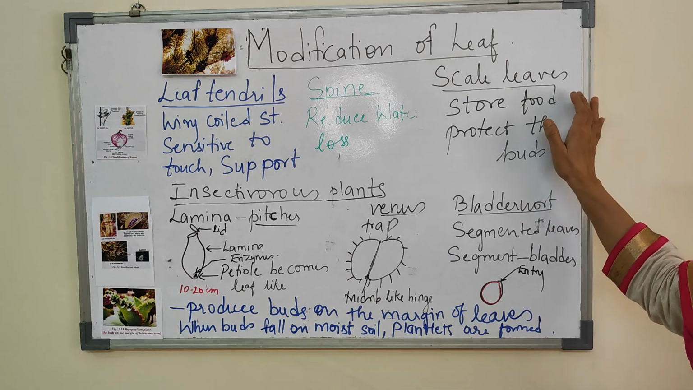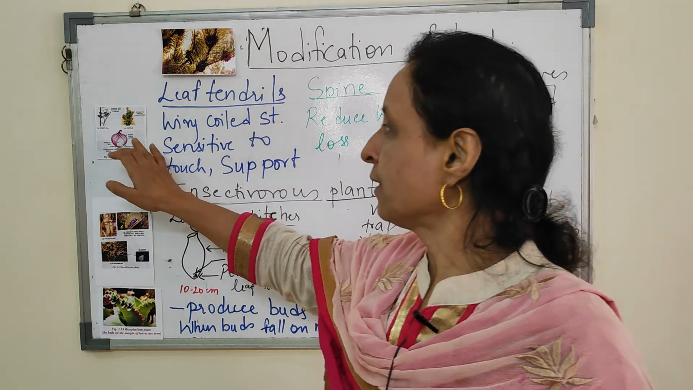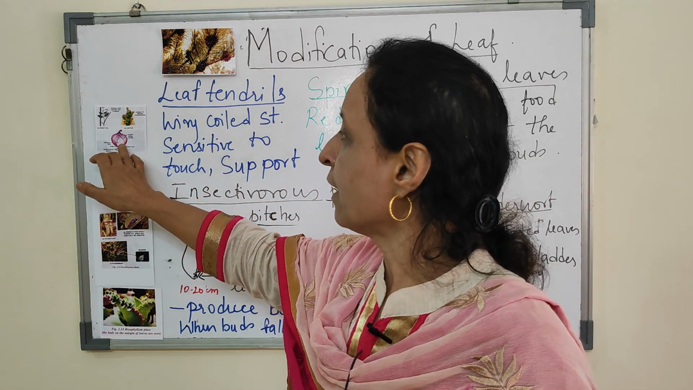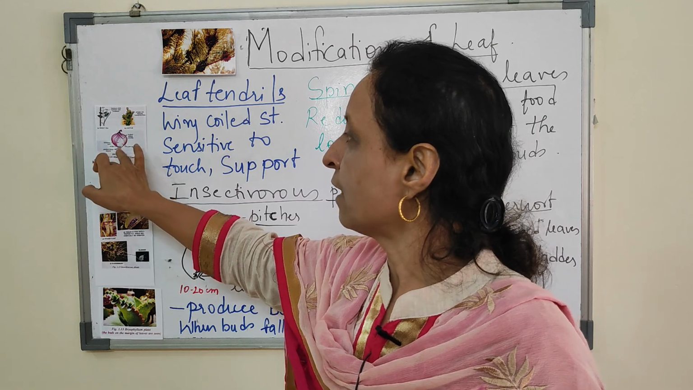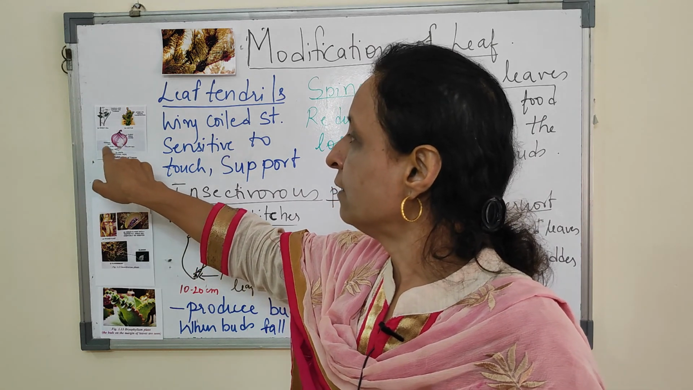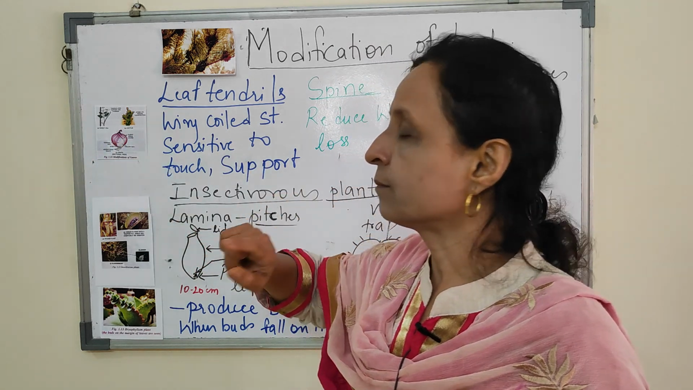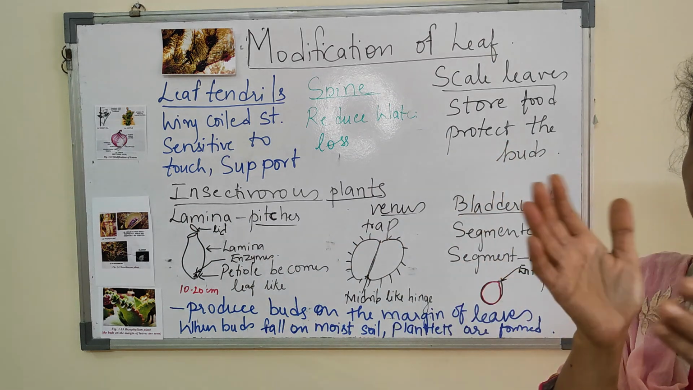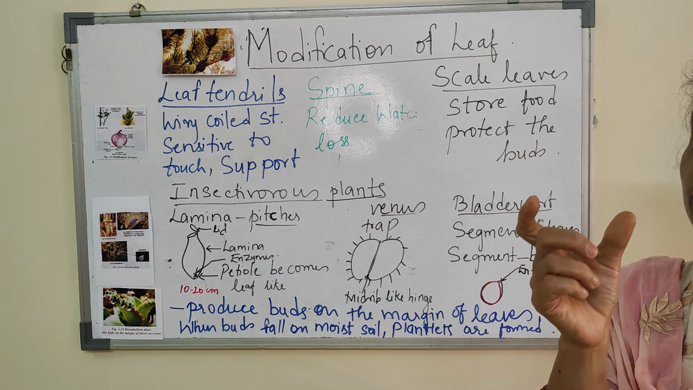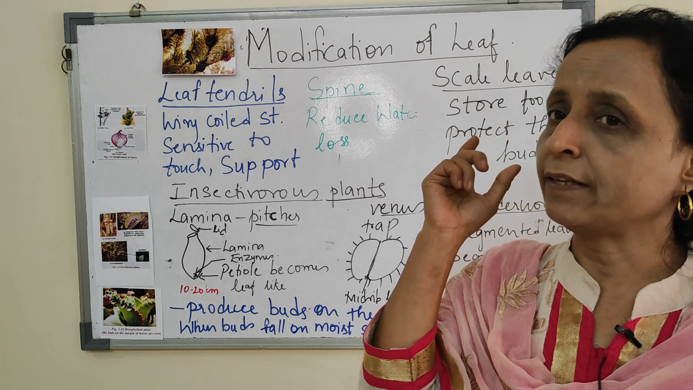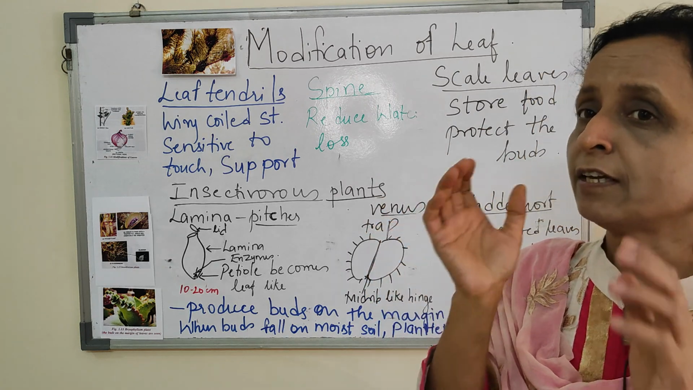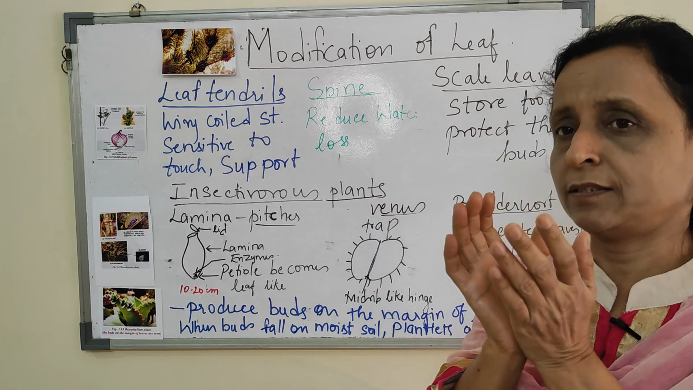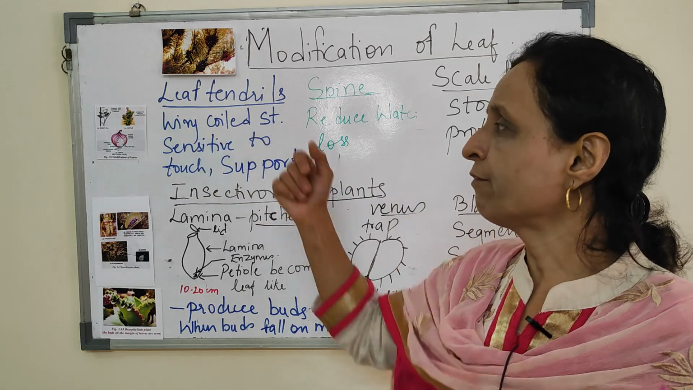And they protect the bud. Here you can see the axillary bud is inside and the terminal bud is inside, covered by the scaly leaves. Ginger also stores food and has scaly leaves. They protect the buds. So that's the modification of leaves.